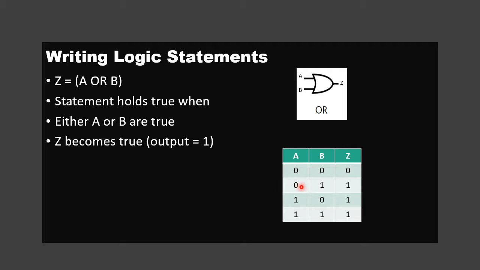And when there is one true condition, B is true, then you have Z as true. When one of the inputs is true, that is A is true, again we have an output from the OR gate. And when both the conditions are true, then we definitely have the output. So these are the 3 statements valid here.